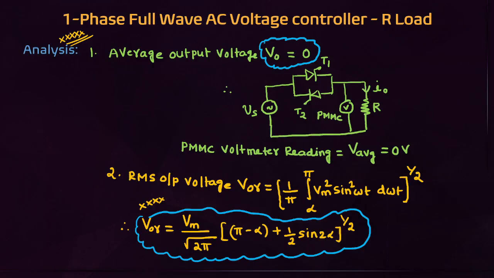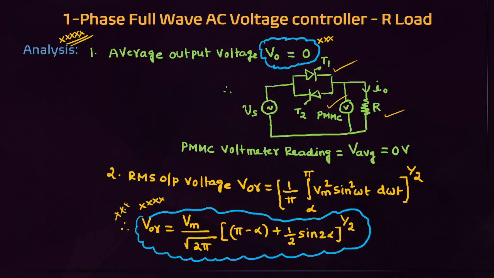Directly concentrate on the analysis. What is the average output voltage in the case of the full wave AC voltage controller? V naught equals 0, because the positive half cycle and negative half cycle outputs are the same. That's the reason why the average voltage equals 0. For example, if a question is asked with a full wave AC voltage controller using a resistive load, and a PMMC meter is connected across it, what is the reading of the PMMC meter? What does a PMMC measure, friends? The average value. Then what is the average voltage in a full wave AC voltage controller? 0. That type of model is important.